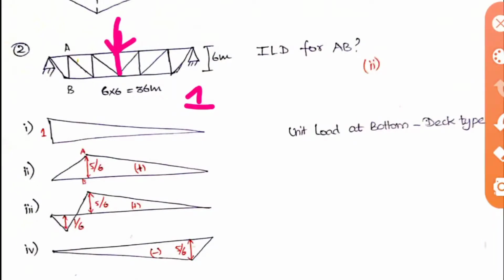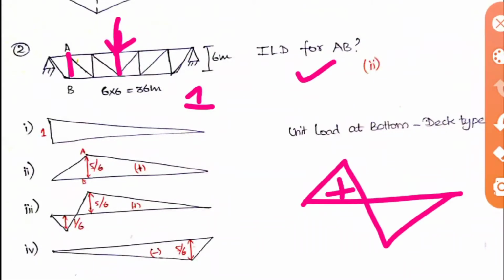In this question they have just asked the ILD for AB. This is the vertical member here. As we know, for a vertical member, the load on the left side should be taken as tension and on the right side it should be taken as compression. So it should be like this and then going like this and going like this. Positive should come first and then negative. This is a general diagram.